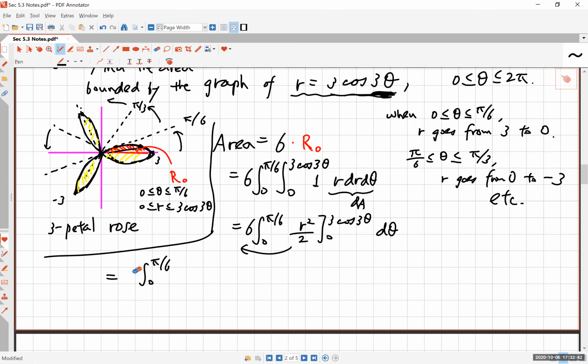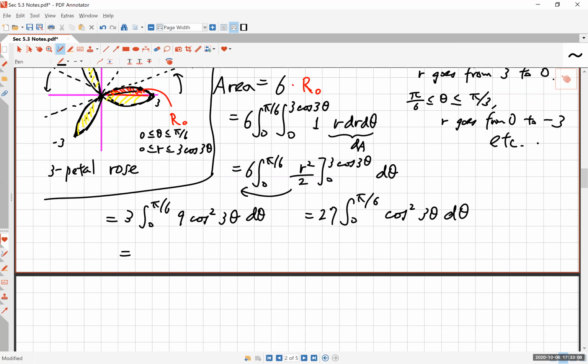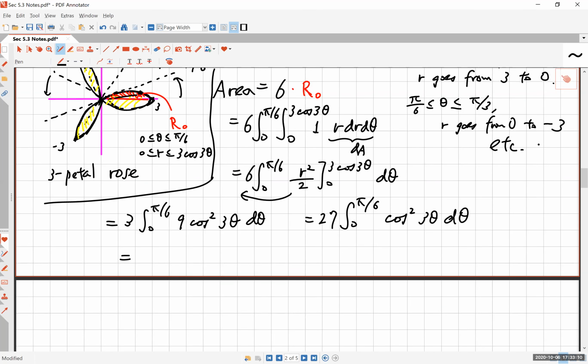All right, and then we will say this is 9 cosine square 3 theta d theta. You okay with this? Right. So this will be 27 times the integral of cosine square 3 theta d theta. All right. Now, you may have to go back and look at your trigonometric integrals again.